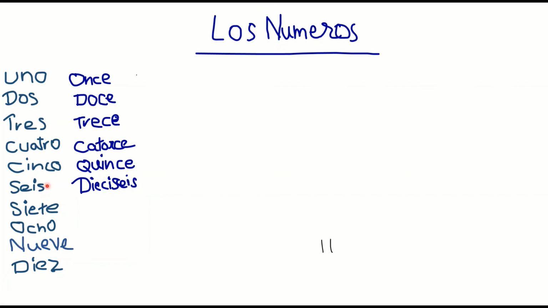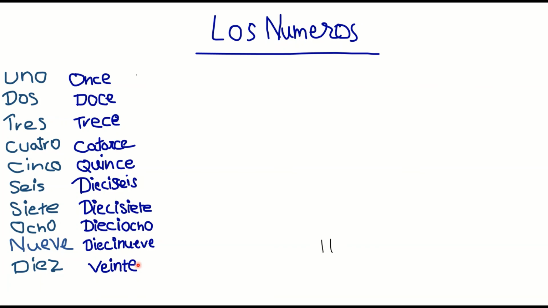16, see, for 16. Similarly, we have 17 for 17, 18 for 18, 19, 20. 20 means 20. So let's repeat. 1, 2, 3, 4, 5, 6, 7, 8, 9, 10, 11, 12, 13, 14, 15, 16, 17, 18, 19, 20. Muy bien.